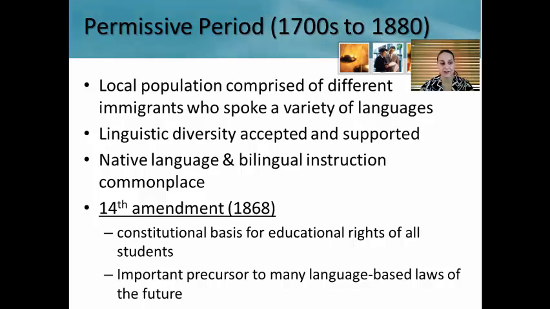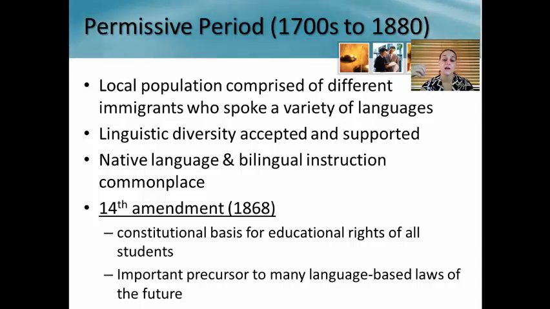So basically, it provided the constitutional basis for the right of all students to be educated, no matter if they were immigrants, if they were born in the United States. Basically, as long as they were physically in the United States, the 14th Amendment would provide them with protection to be educated. This law was a very important precursor to many language-based regulations that were going to come in the future. And many of them were approved or denied in support of heritage language instruction based on this amendment.